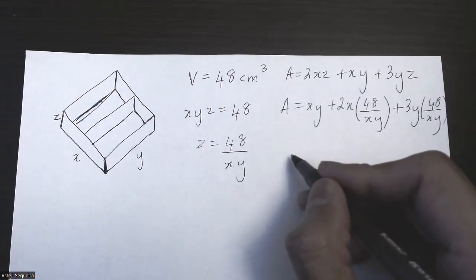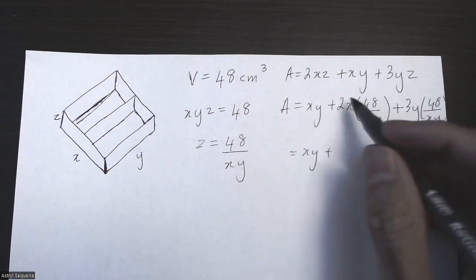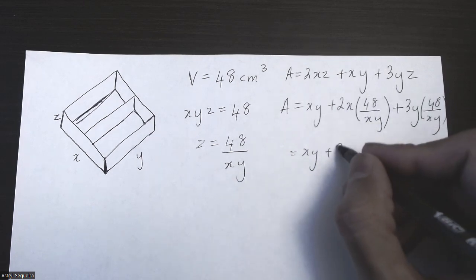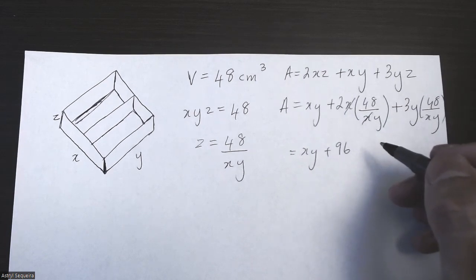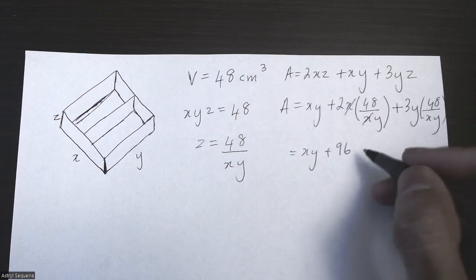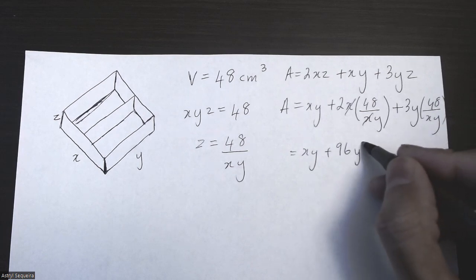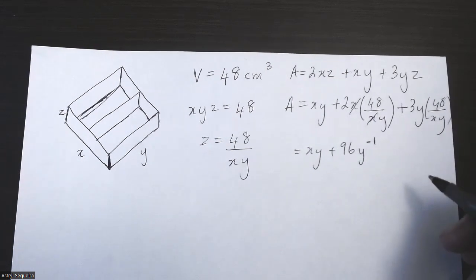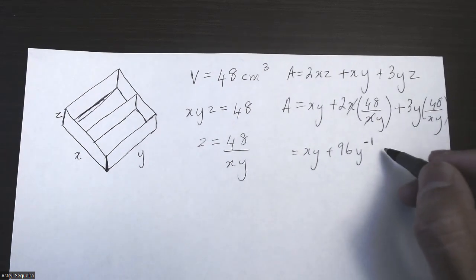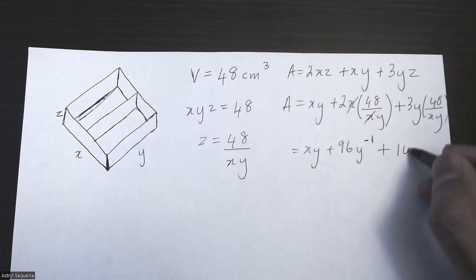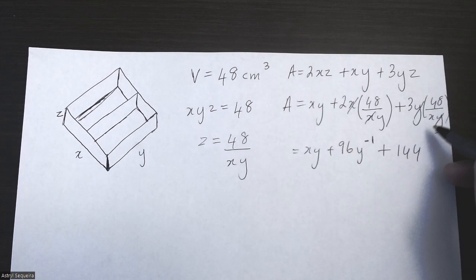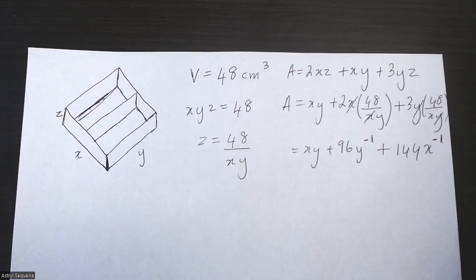I can simplify this equation a bit. So xy plus 2 times 48 is 96. The x's just cancel, so 96 over y basically. But I'll write that as 96y to the negative 1, just so it's easier to derive in the next step we're going to do. And this over here, 3 times 48, I'll do that in my calculator. 144. The y's cancel here, and I'm just left with an x in the denominator, so I'll write it as x to the power of negative 1.